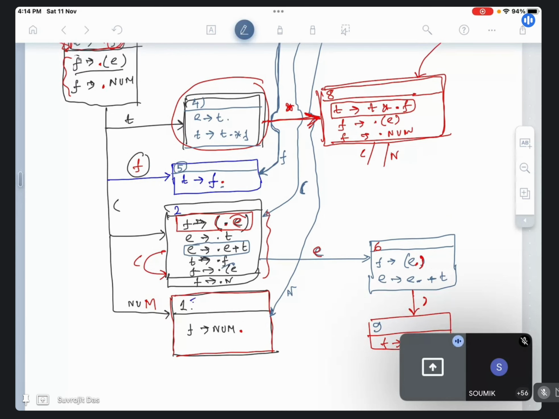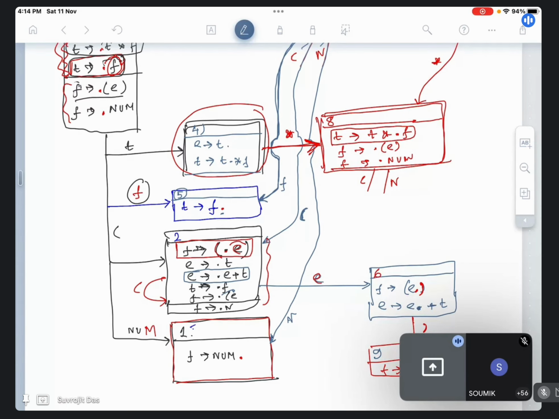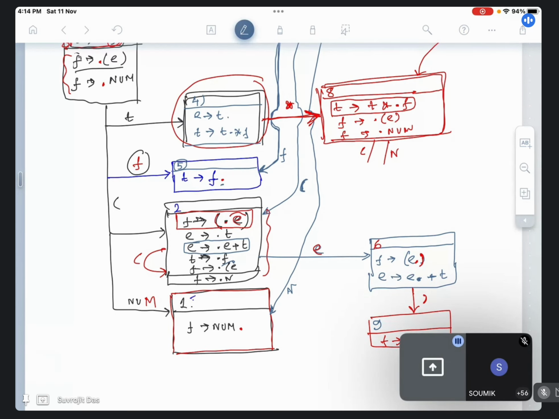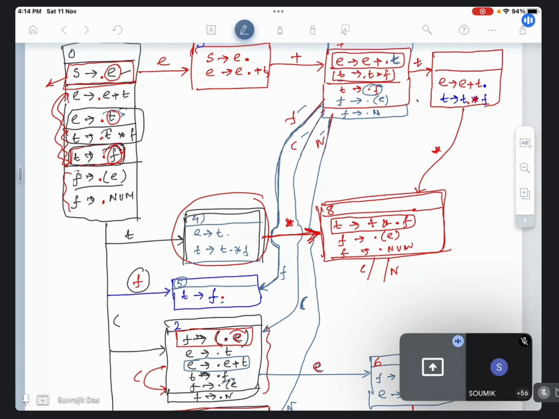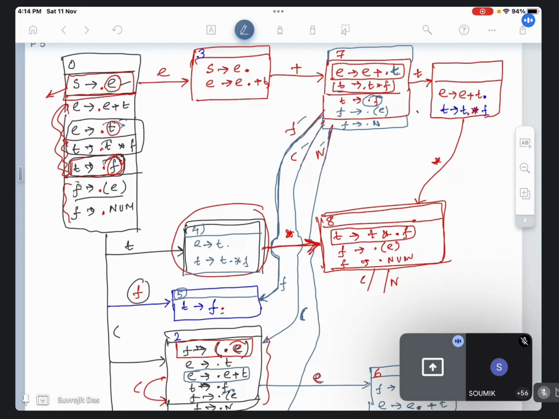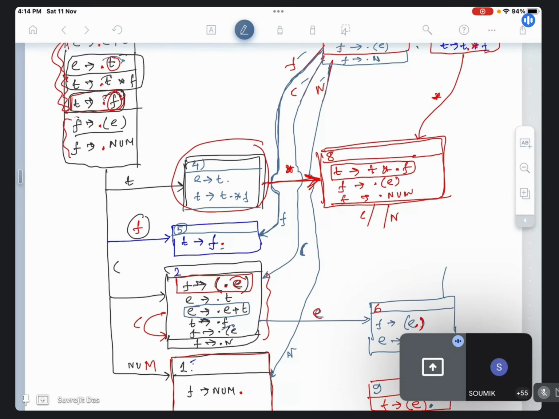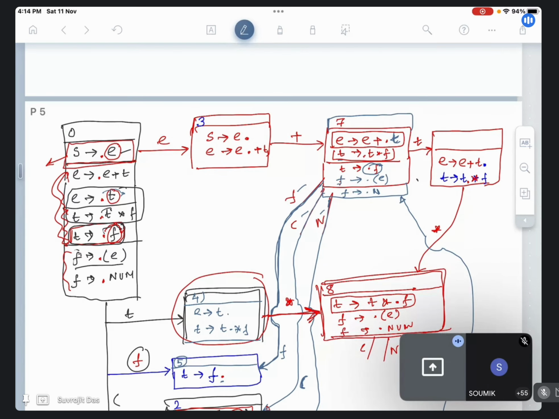Now here in this state, you have state number 6, you have the dot preceding the plus. So you must go to a state whose LR item looks like E goes to E plus dot T. And here you have something like that, right? So on a plus, you should be going to somewhere like here. So on state a plus, yeah, you should be going to this state, because this state has the LR item that has E goes to E plus dot T.